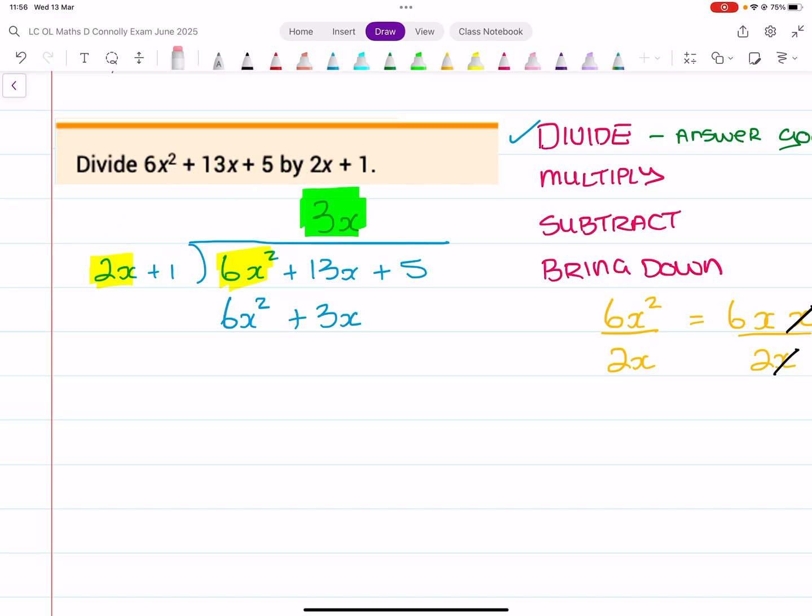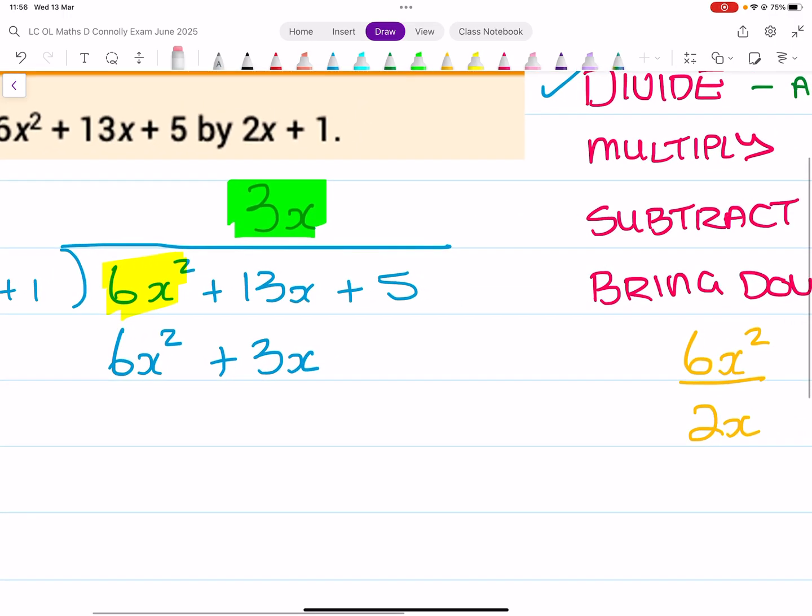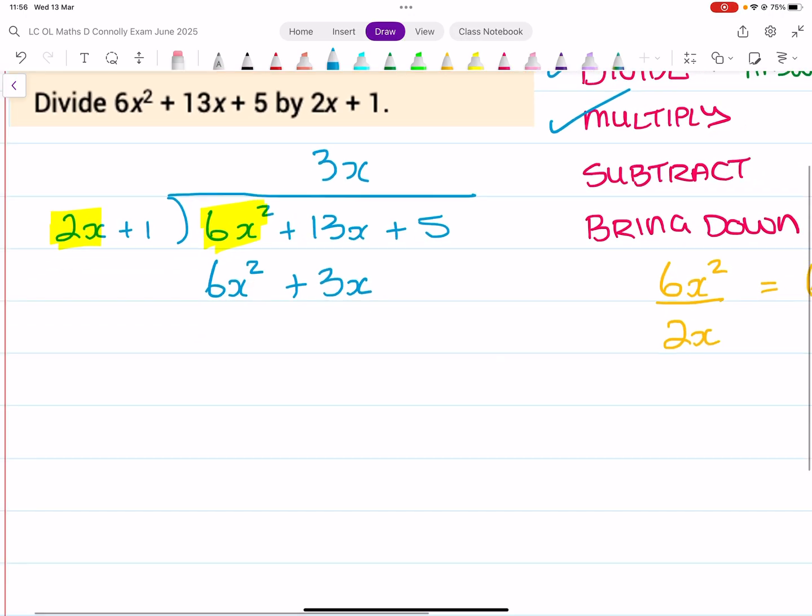So that step is done. Sorry, I'm just trying to get the highlight to go away. Okay, so that's multiply. Next is subtract.